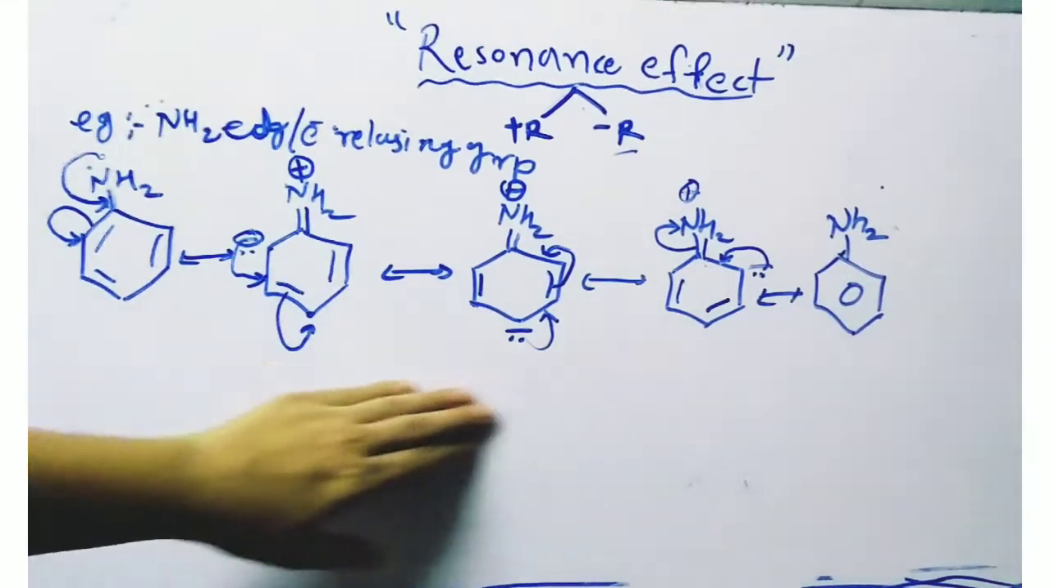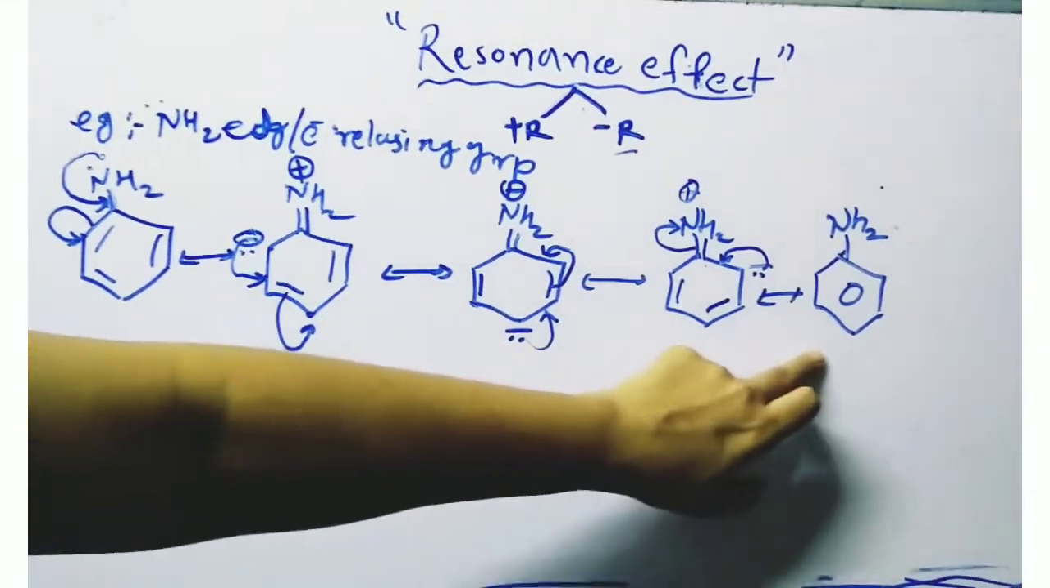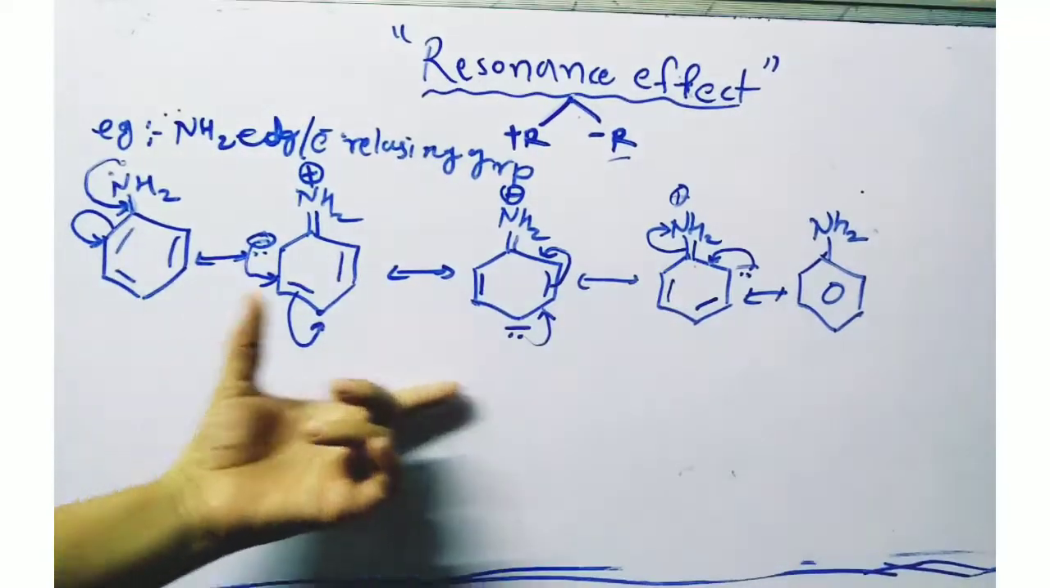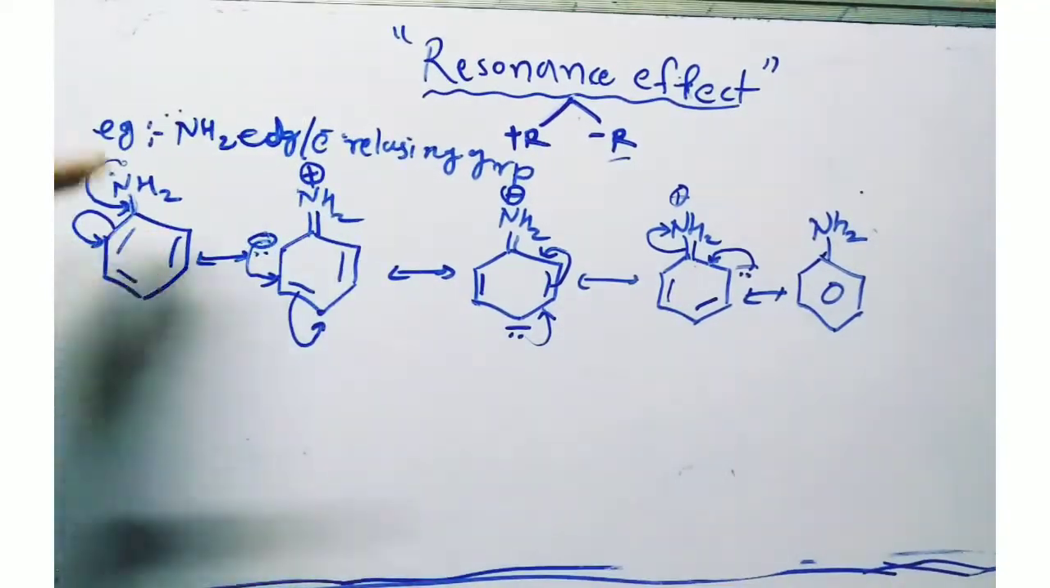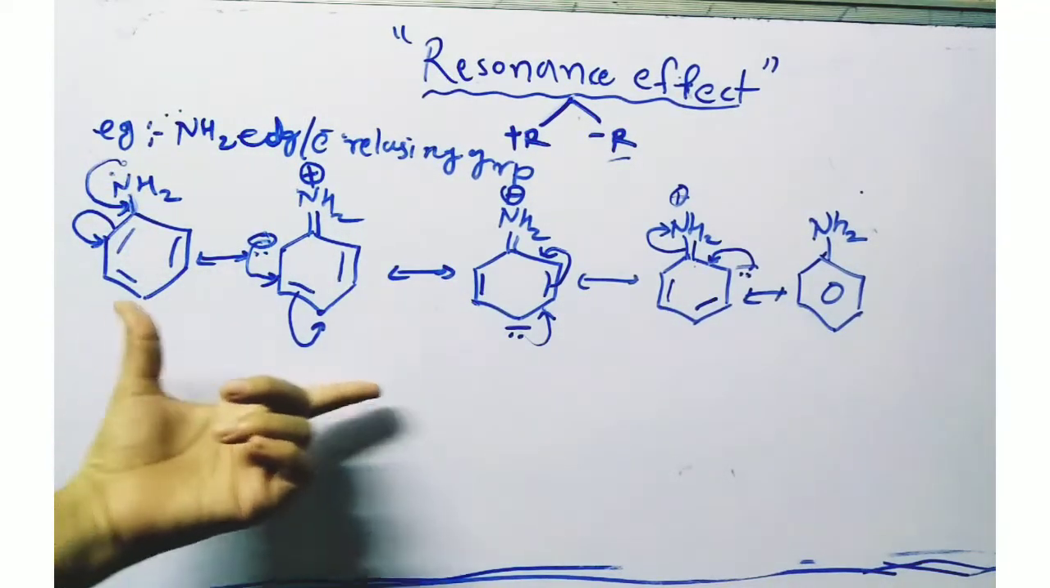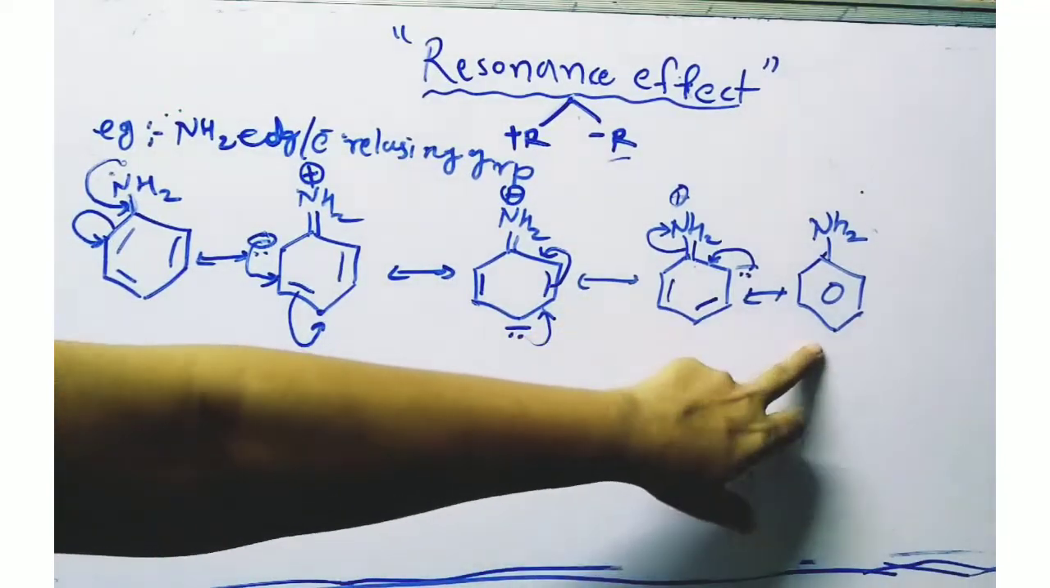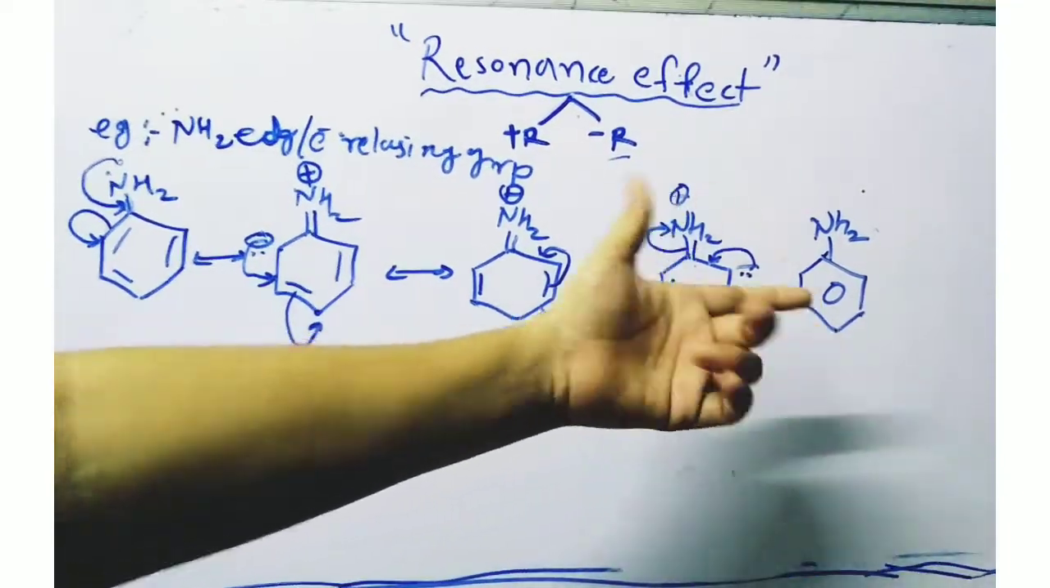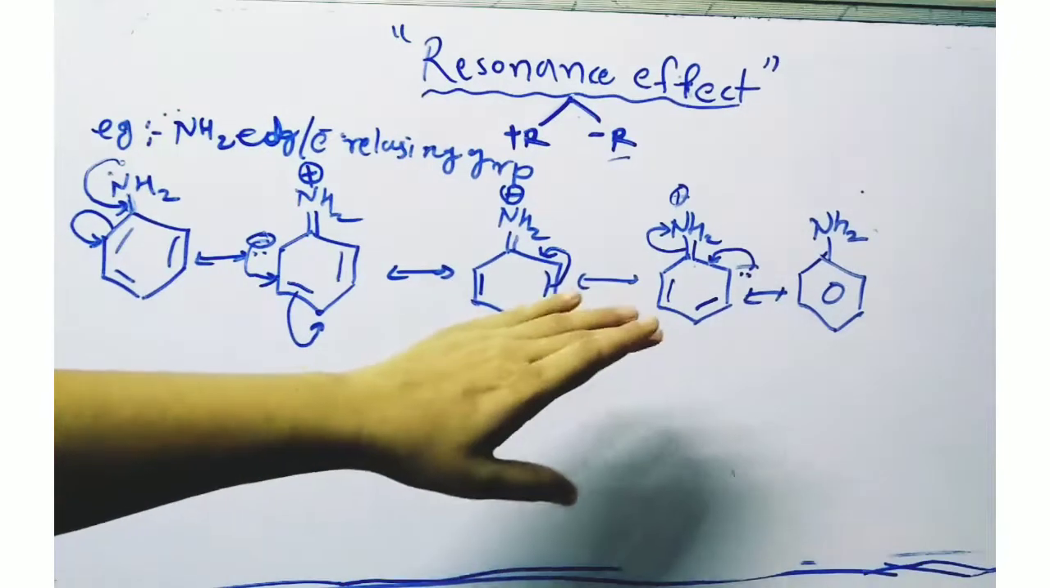NH2. So this is the resonance form of the aniline. The +R effect is found in this compound, in which the benzene has an electron donating group, that is amine, and we form such a resonance structure. And this is the hybrid structure of the given compound. So this is the +R effect.